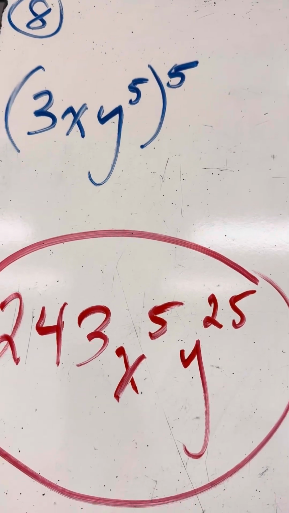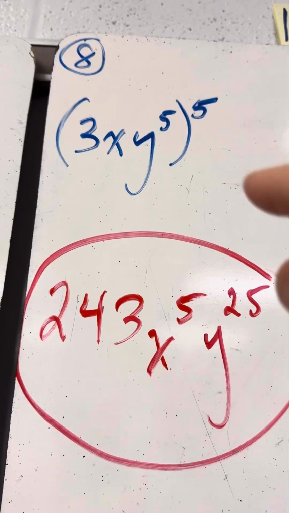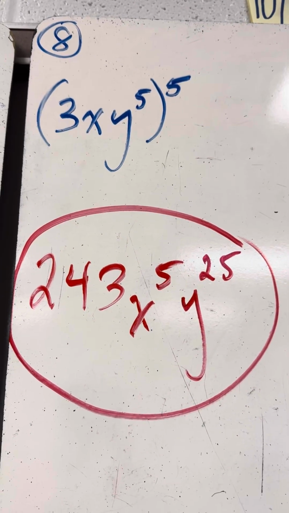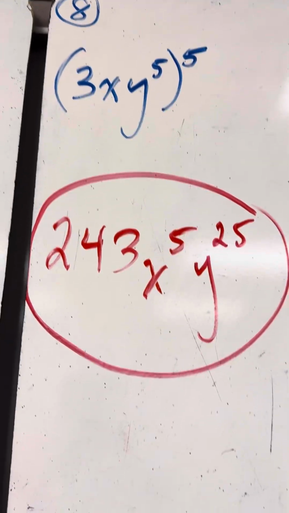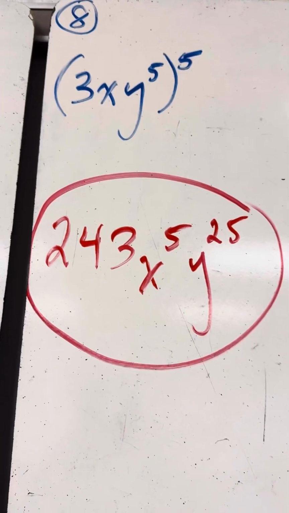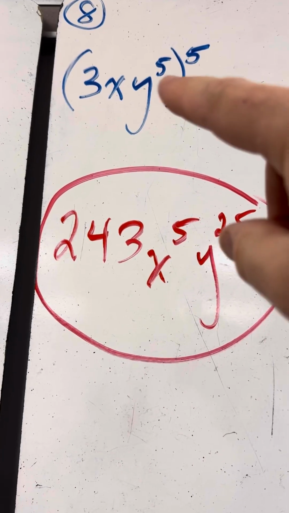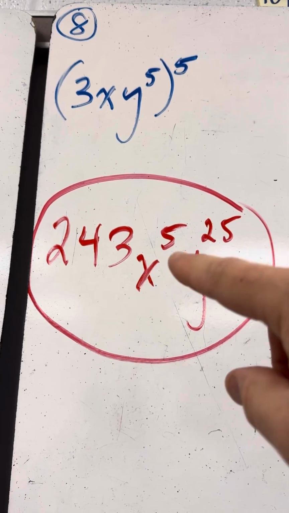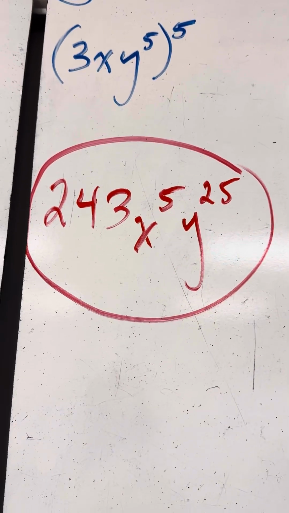3xy to the fifth power. Start with 3 to the fifth power. Use either your Desmos or a regular phone calculator to do 3 to the fifth power. So you do 243. X to the 1 to the fifth power, you do 1 times 5 to get you 5. 5 times 5 is 25, y to the 25th.